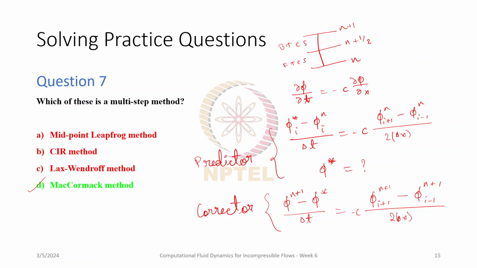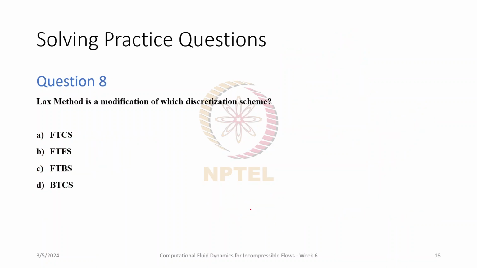All right. So moving on, we'll move on to question number 8 now, which is asking us: Lax method is a modification of which discretization scheme? Is it FTCS, FTFS, FTBS, or BTCS? Given you know the meaning of all of these abbreviations, we have been using them for a while now, and you should get familiar with them as well. Lax method is a modification of which discretization scheme?